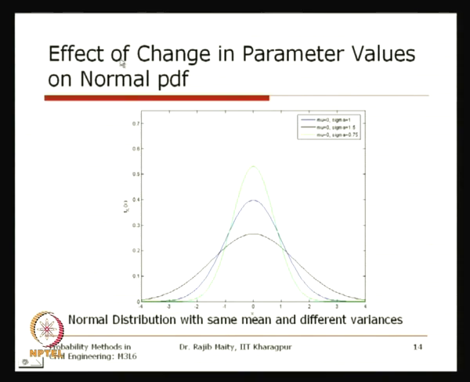Now let us see the effect of change of these parameter values on the normal PDF. It looks like this. We have plotted here 3 different normal distributions, the PDFs for the normal distribution with different parameters. The blue line, that is the middle one, is for the sigma value 1.5. All these 3 distributions shown here have the same mean, mu equals 0.